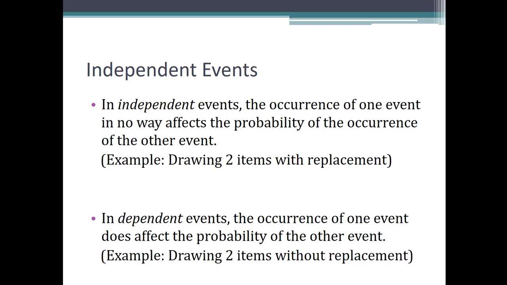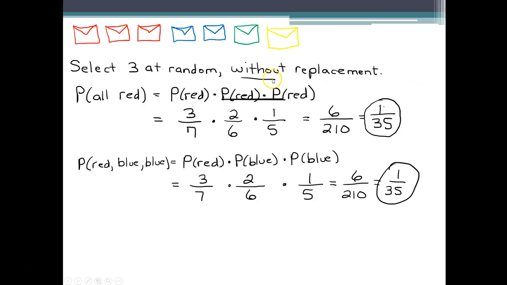Whereas without replacement is dependent events. The occurrence of one event does affect the probability of the other event. So like without replacement, trying to draw red and then blue, the probability of drawing the blue was altered by the fact that you had to draw red on the first draw. So it's independent versus dependent. So going back, this was without replacement. So these were dependent events.